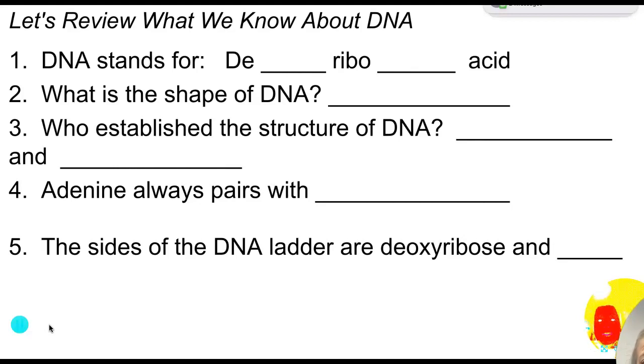The shape of DNA comes in a double helix. Watson and Crick determined the structure of DNA. Adenine always pairs with thymine in DNA. The sides of a DNA ladder are deoxyribose and a phosphate group.